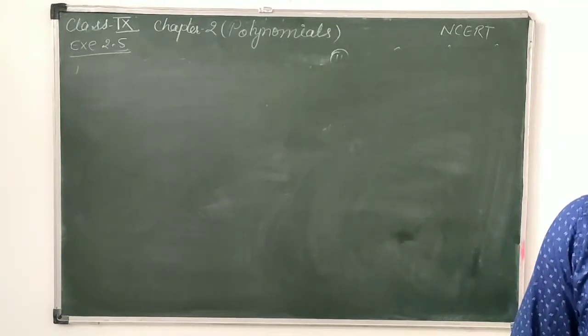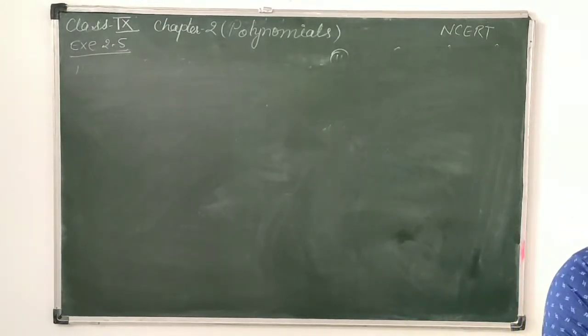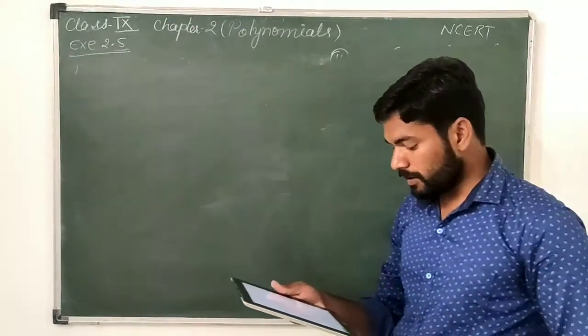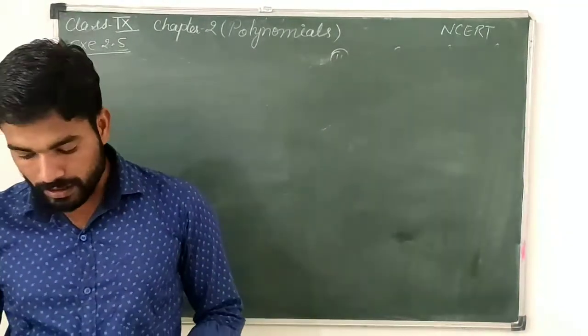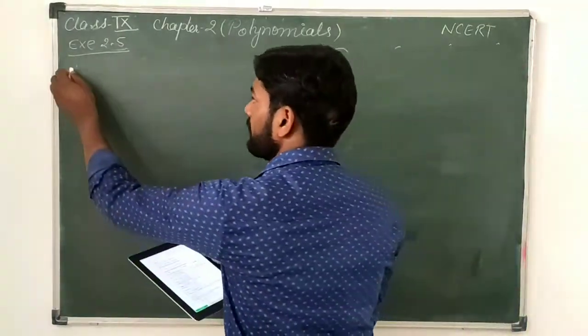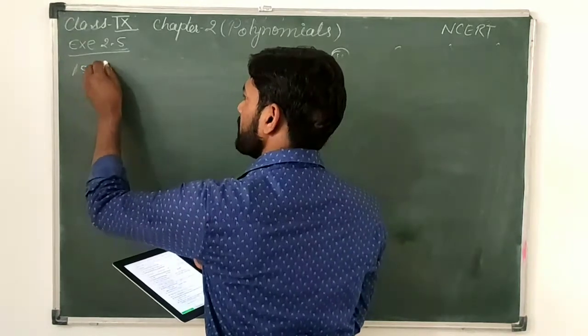Given question is, give possible expressions for the length and breadth of each of the following rectangles in which their areas are given. देखो, here question number 15, two parts are here.